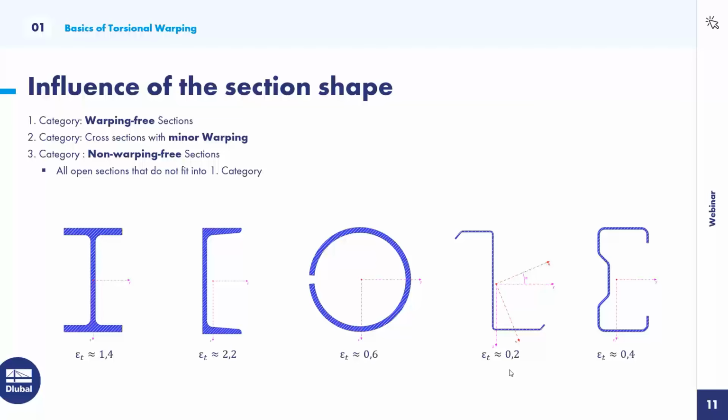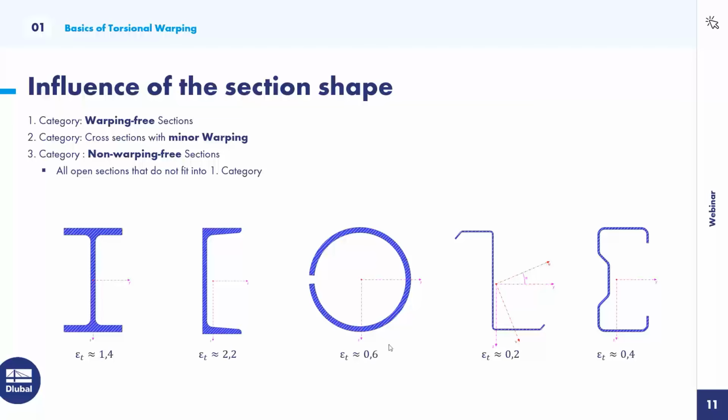Yeah, but now that we have gained some theoretical background on the influence of the section shape on warping torsion, we can move over to RFEM to make our first example and see if we can back up the information that we just gained on some simple example calculations.